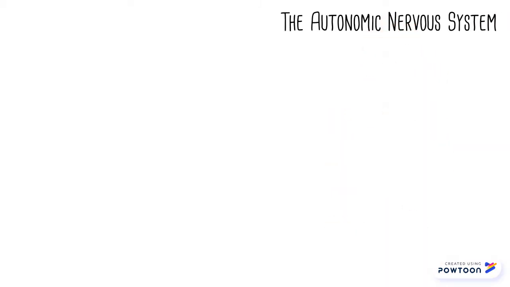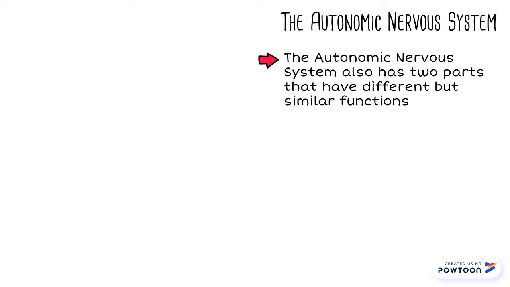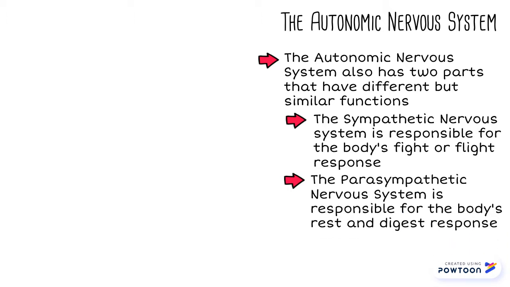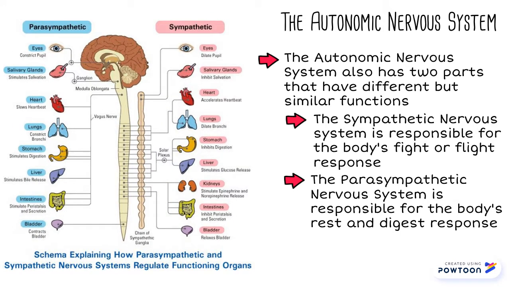The autonomic nervous system also has two parts that have different but similar functions. The sympathetic nervous system is responsible for the body's fight or flight response, while the parasympathetic nervous system is responsible for the body's rest and digest response.